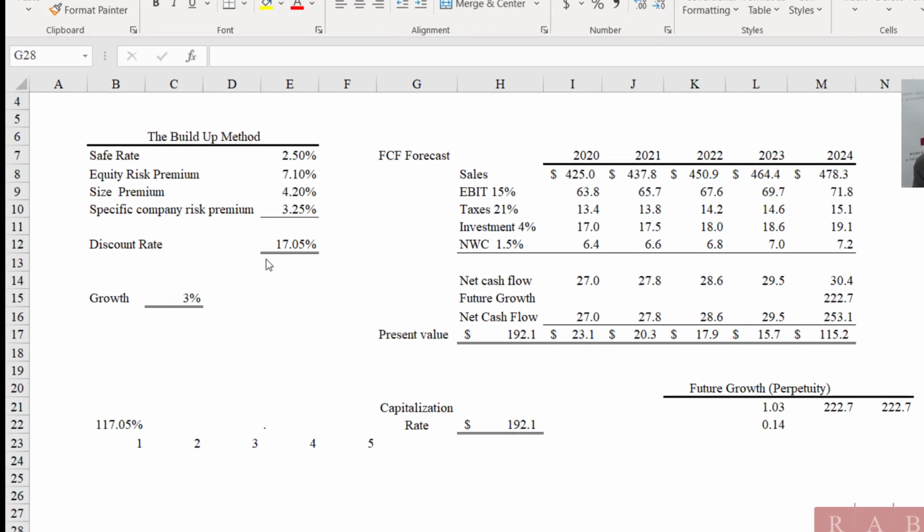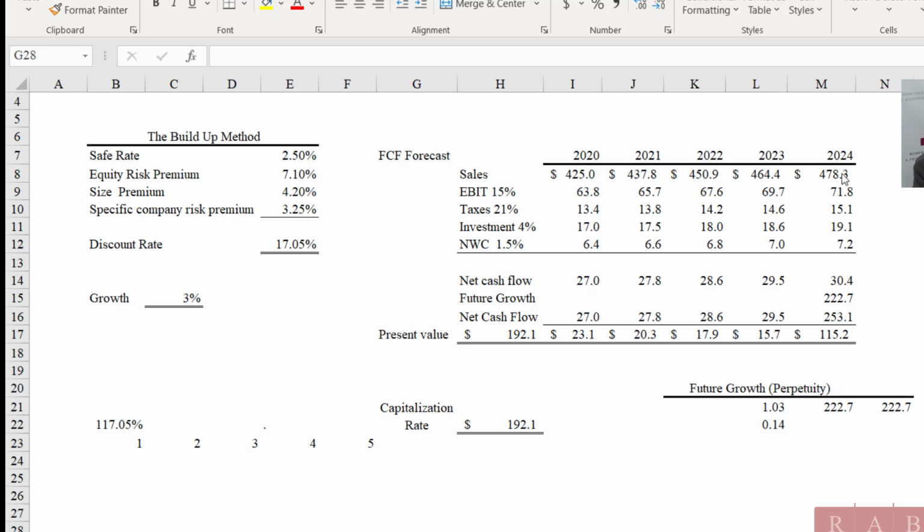Here's the growth rate, right? We have a discount rate of 17%. And what we've done is a forecast of cash flows for a business. Here we're going to value a business based on its cash flows from 2020 to 2024. These are in millions. What we're assuming here is that the initial cash flow we're going to get is $425 million, and that's going to grow at 3% a year for the next 5 years at least.